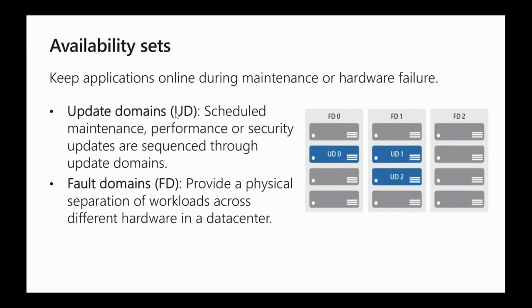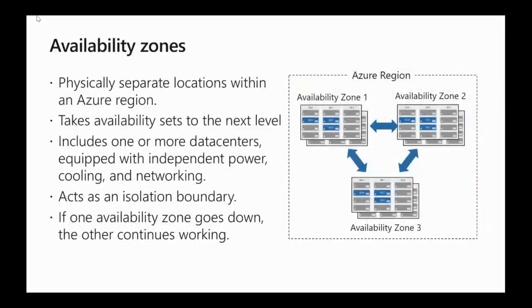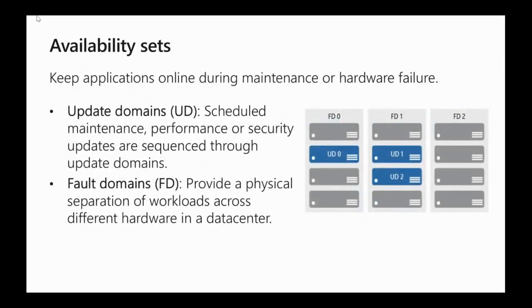So there is a concept of fault domain and update domain in an availability set. You can have a maximum of 3 fault domains and 20 update domains. You can have multiple sets of fault domains in an availability region. So imagine we can have 3 fault domains and up to 20 update domains.